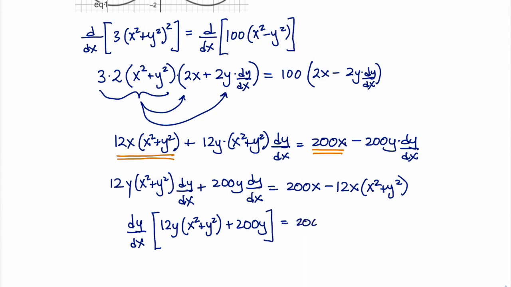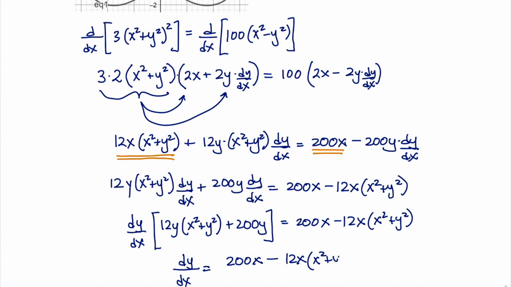And then my last step will be to divide. And I suppose we'll need to finish this by filling in a specific point and getting the slope and writing down the equation. So we'll have dy/dx is 200x minus 12x times the group x squared plus y squared divided by 12y times the group x squared plus y squared plus 200y. So I can see there are some factors of probably 4 that I could factor out of there.